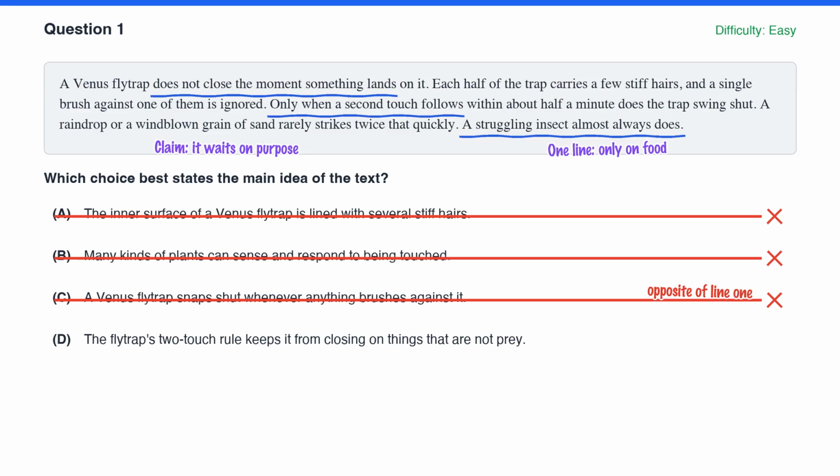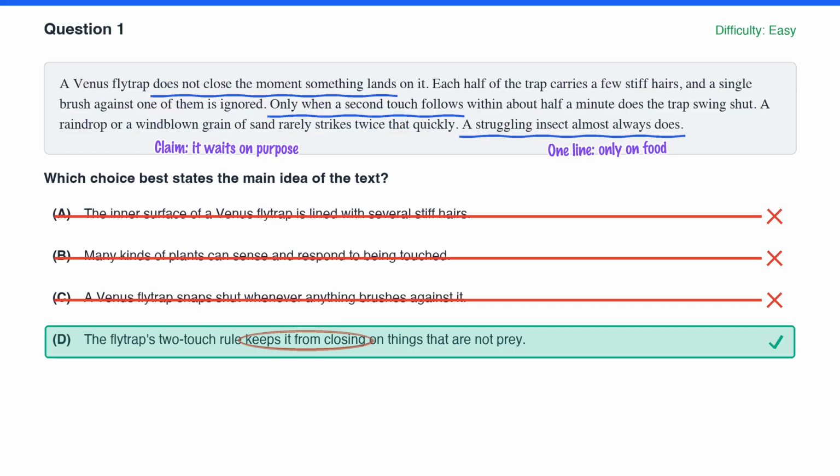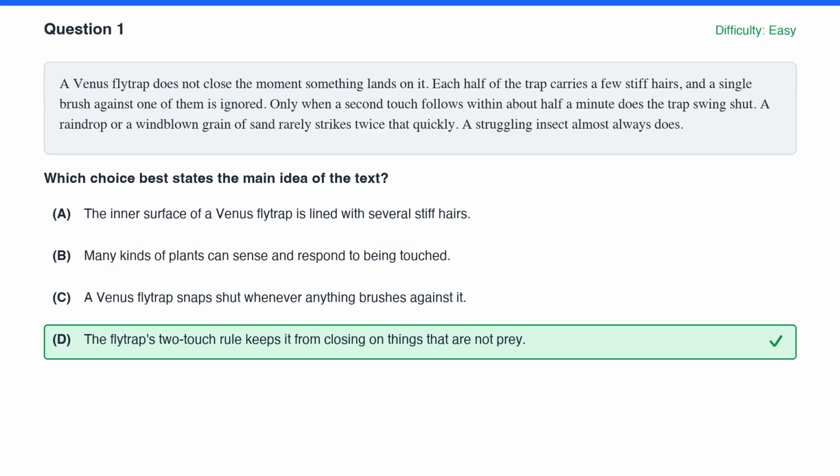Rule it out. D says the trap's two-touch rule keeps it from closing on things that are not prey. That is our sentence, and it names the reason. We keep that one. That one wins because it names the rule and the reason together. Each trap grabbed something real, a detail, a bigger subject, a reversal, and called it the main idea.